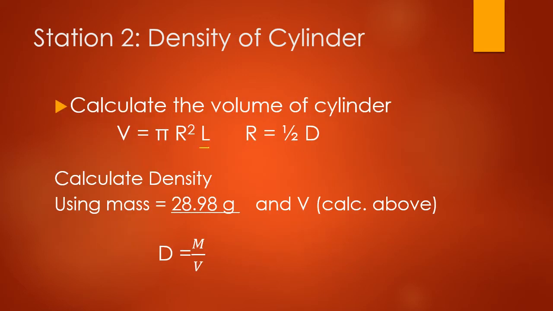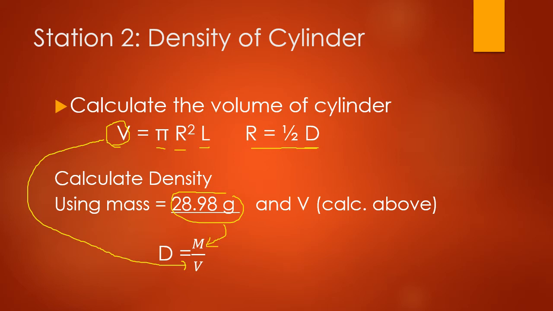Now we have the length measured. The radius is calculated based off of what we measured for the diameter using this equation. And then pi is 3.14. And you have that function on your calculator. So now you have all you need to calculate the volume. Then take this volume and plug it in to the density equation. In the denominator, you will take the volume, and the mass given to you in grams goes in the numerator. This will give you your density in grams per centimeter cubed.